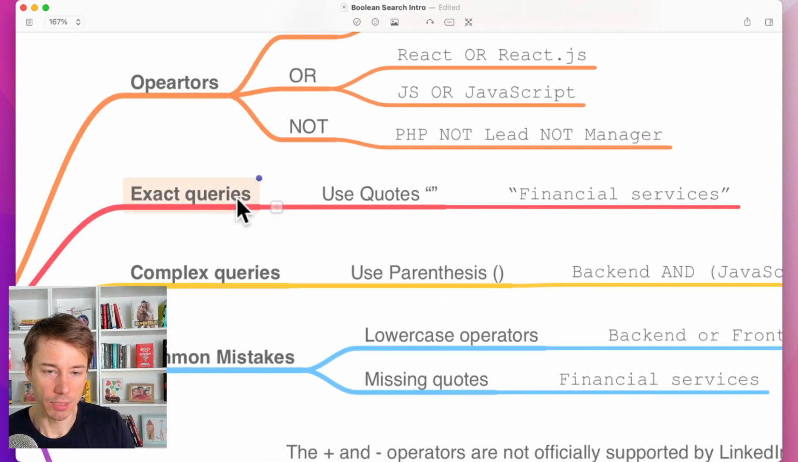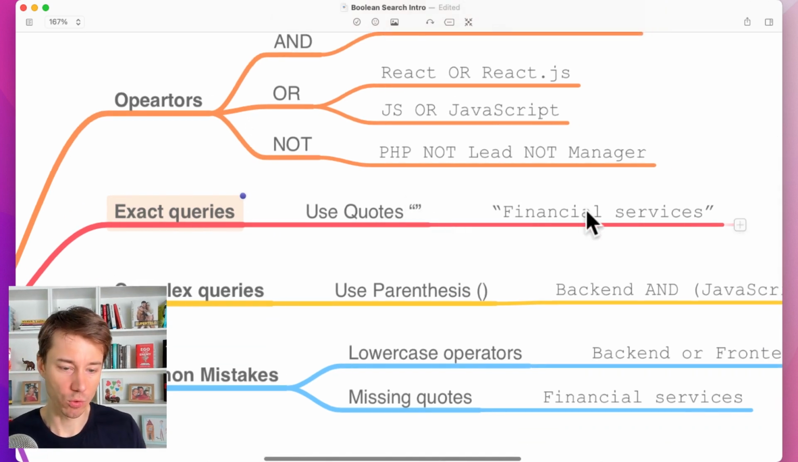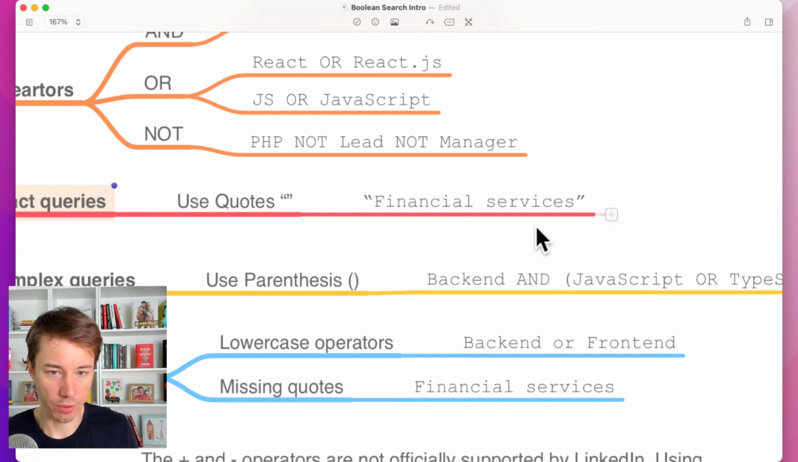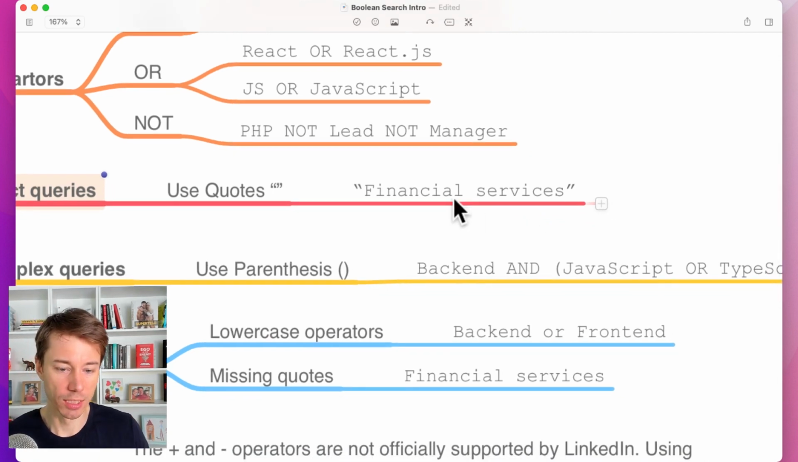When you want to use some exact query, you can use quotes. As an example, when you're looking for someone who has been working in financial services, then I would use quotes, "financial services". Just because when you don't use quotes, well, I'll show you, it's one of the common mistakes. If you don't use quotes, then LinkedIn interprets it as 2 different words that can appear anywhere on the profile. So essentially, someone who can have the keyword financial somewhere in one sentence and services in the other.